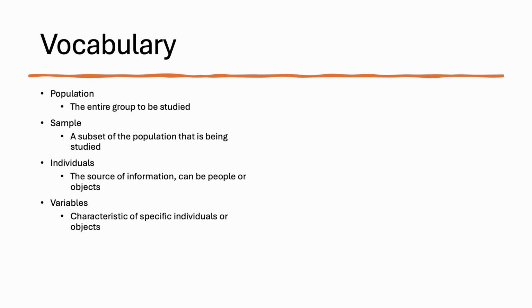And variables are the characteristics of the individuals or objects. So that could be things like what year of college they're in, how many classes they're taking, what is their gender, what color is the car, what is the make of the car, lots of different things like that.